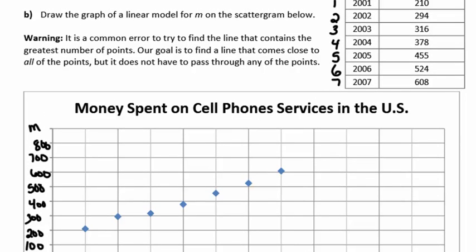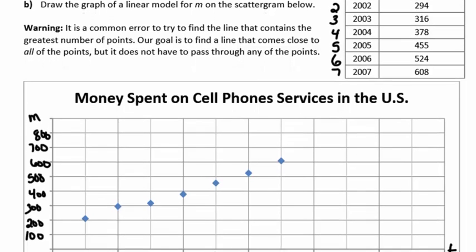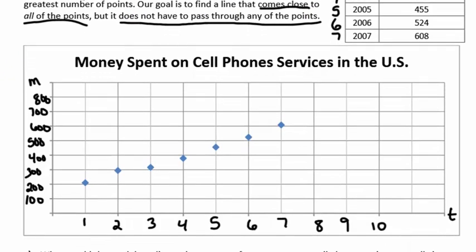Part B is going to ask us to draw a linear model. Now, warning, it's a common error to try to find a line that contains the greatest number of points. Our goal is to find a line that comes close to all of the points, but it does not necessarily have to pass through any of the points. So what you're going to want to do is grab a ruler if you have this on paper. I'm going to try to use the line tool in my software right here.